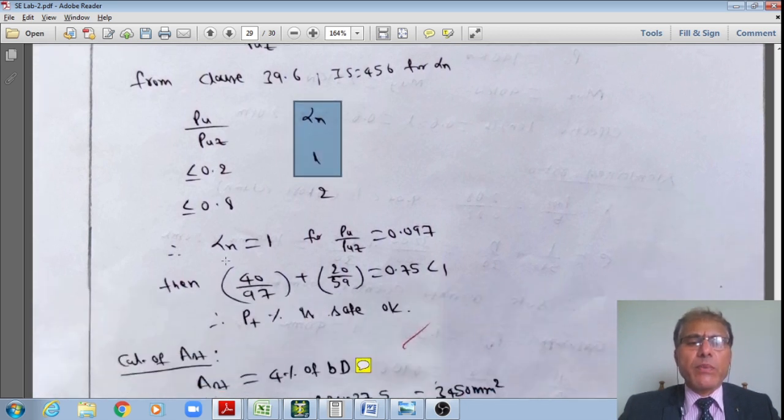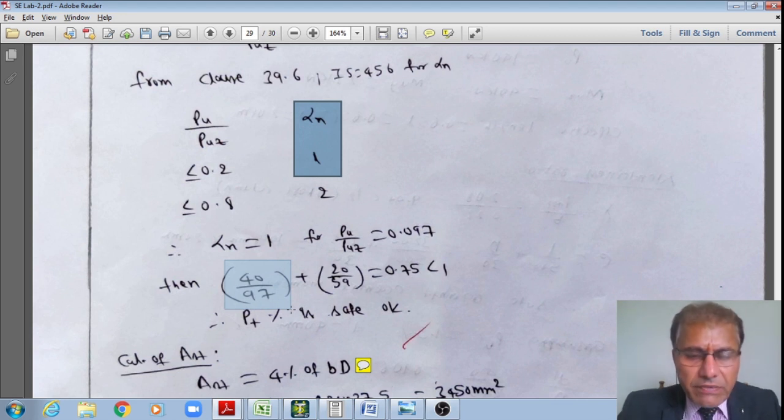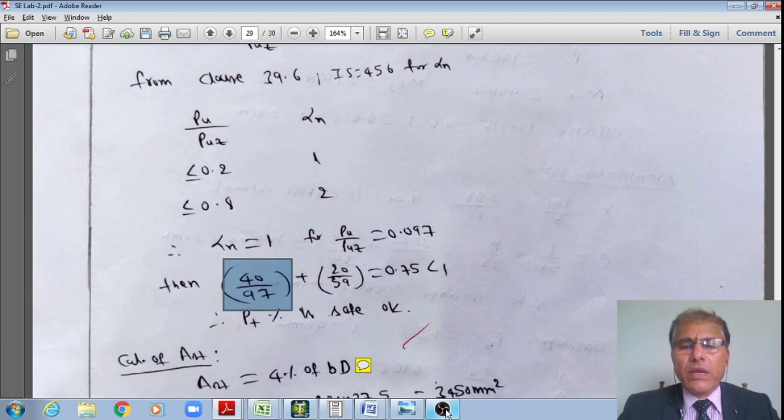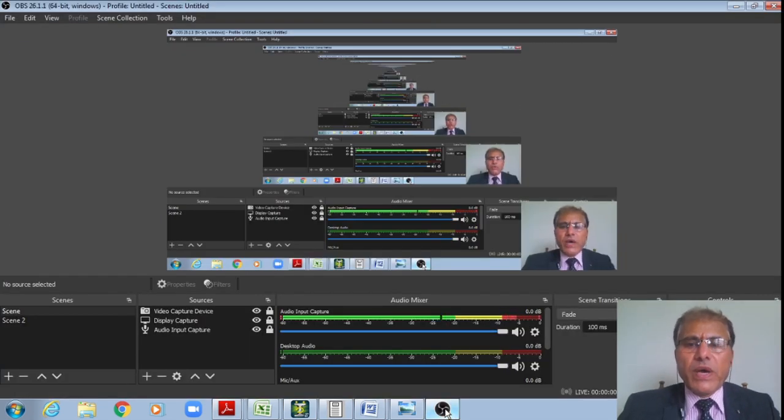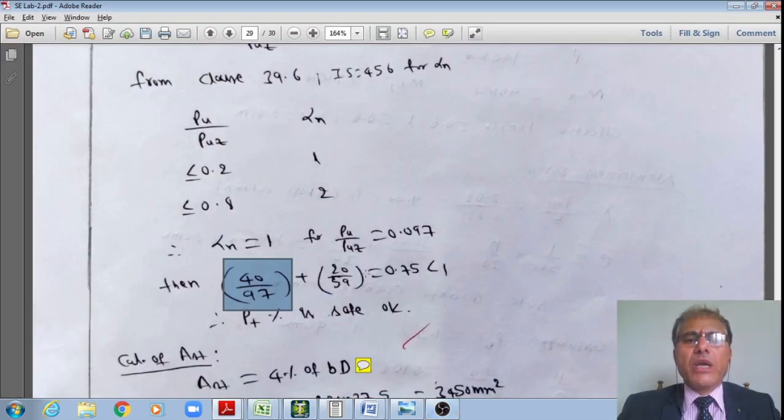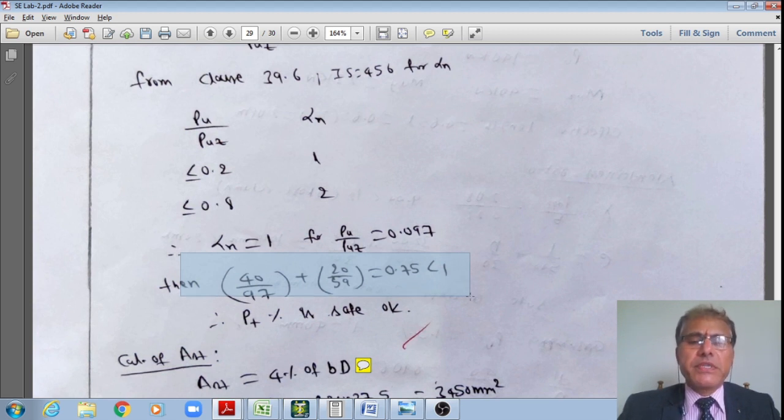Therefore, substituting in this formula, Mux, the actual bending moment about the major axis, is equal to 40 divided by the permissible moment of resistance using these sectional properties and the steel provided, 97 kilonewton meter, whole to the power alpha n, meaning to the power 1 only. Similarly, in the y direction, I have the actual moment 20 divided by 59, whole to the power 1. This is called the interaction between the two axes. It now works out, this is called the interaction formula, student, to 0.75, which is less than 1 unity, or sometimes it is called the unity check.